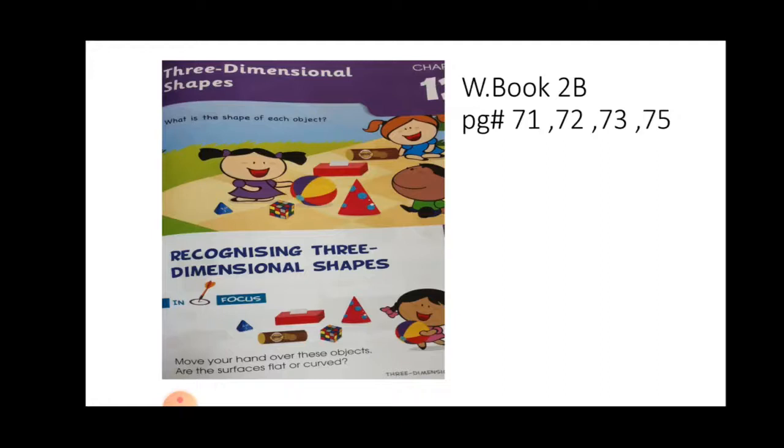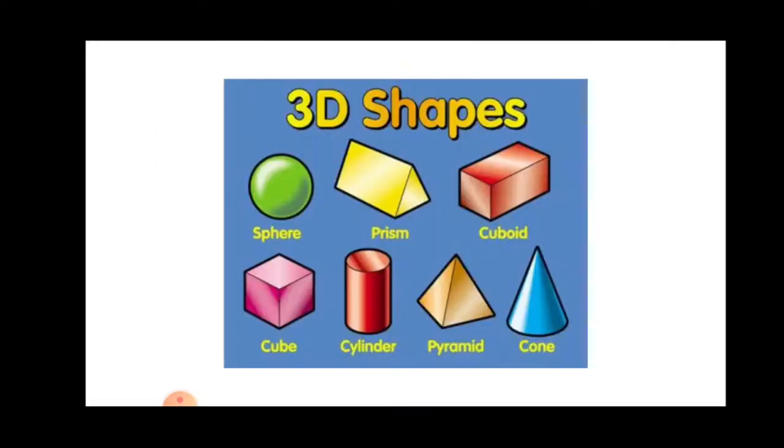Now this is a picture. You can see there are different 3D shapes in this picture. There is a ball, there is a cap, a cone shape, a triangle, a cuboid shape, a tissue box and a rolling pin. Can you see them in this picture? So let's move to 3D shapes.